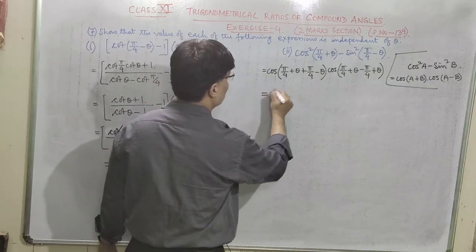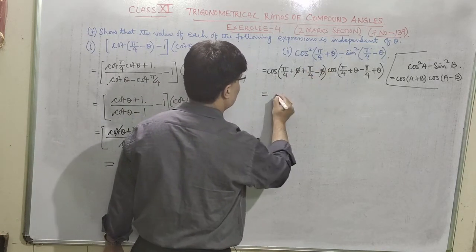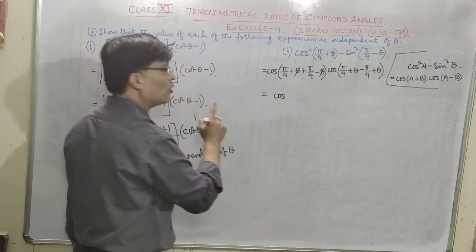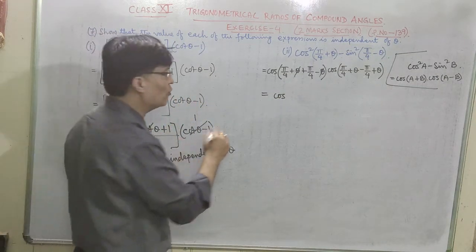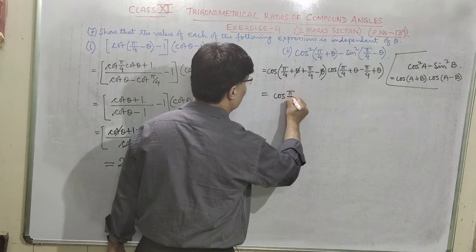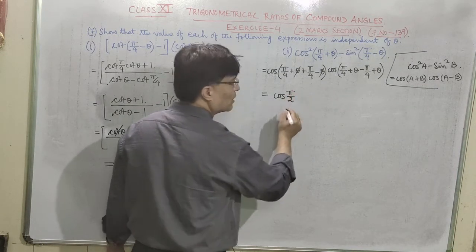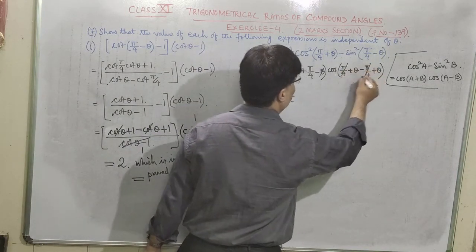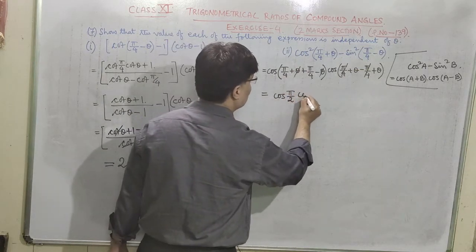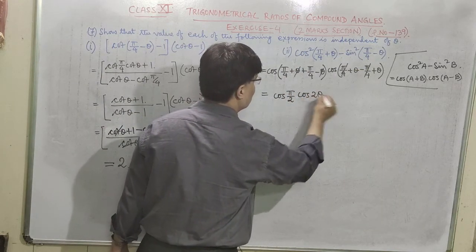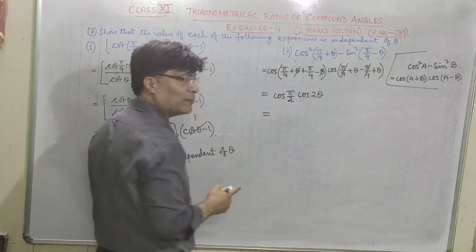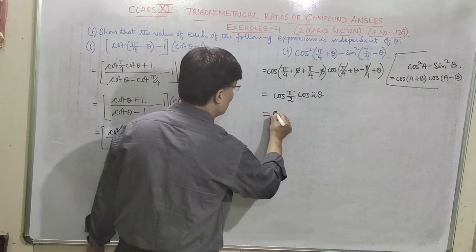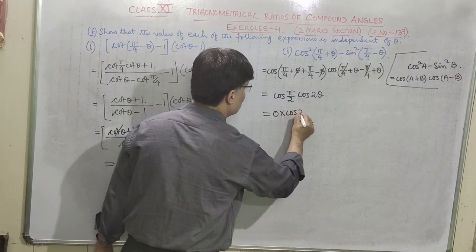So which is equal to, here theta gets cancelled. So this is, what is cos pi by 4 plus pi by 4? That is your 2 pi by 4, which is equal to pi by 2, that is your cos pi by 2, and here this pi by 4 will be cancelled. You will get cos theta plus theta is 2 theta, which is equal to, what is the value for cos 90? Pi by 2 is 90, isn't it? Cos 90 is 0 into cos 2 theta.